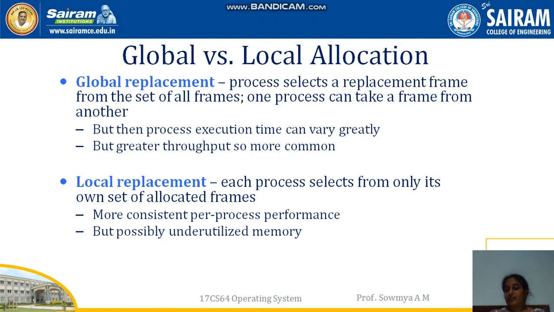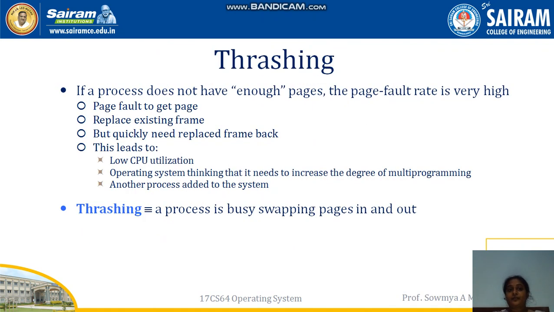There is no great need of searching for a victim, since it will have a minimum number of frames. You search for a victim in that minimum number of frames, but it is possibly unrealistic in memory. It may affect the performance of a process during execution, because it may end up with more page faults. Next one is thrashing.